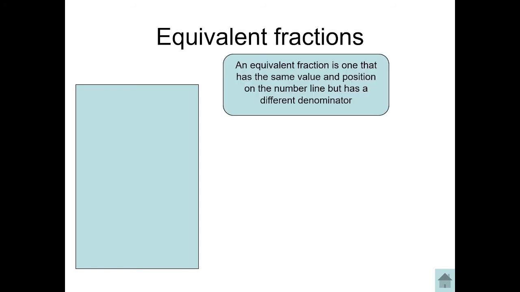Sige, for you to remember what the concept is, let's have this figure. An equivalent fraction is one that has the same value and position on the number line but has a different denominator. The same value sa fraction pero laki ang denominator, laki ang numerator. So if I'm gonna translate that into visuals, look at this one.